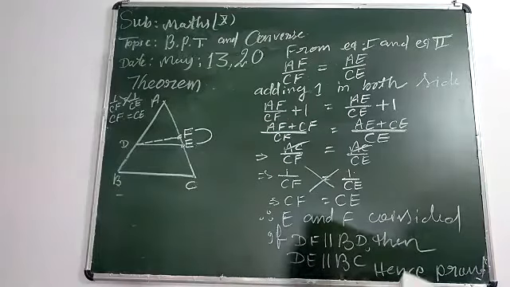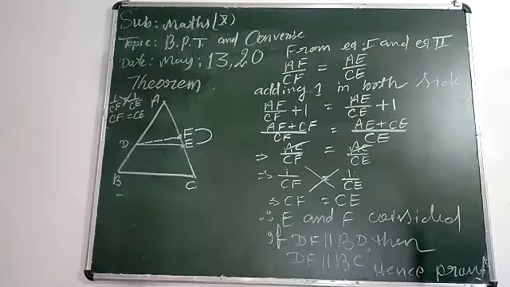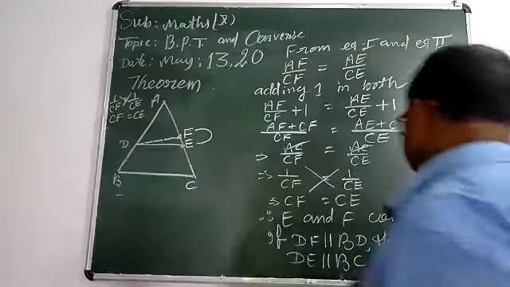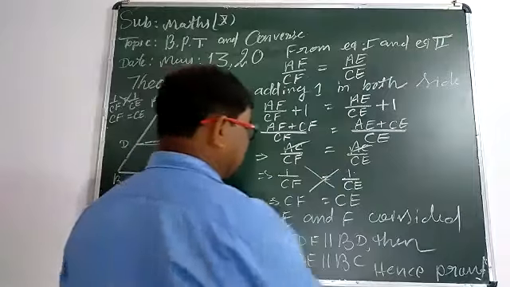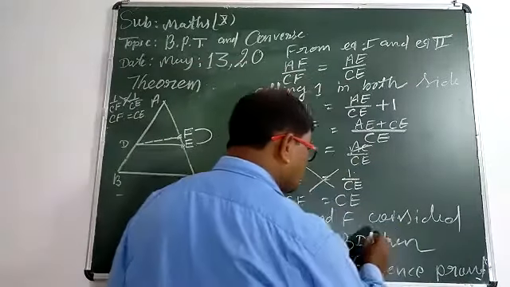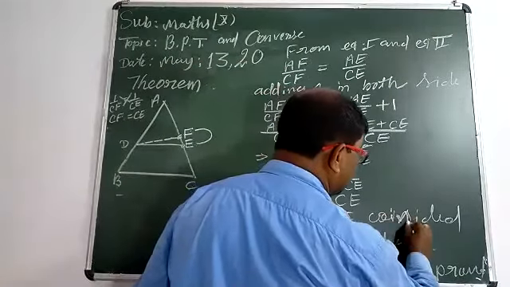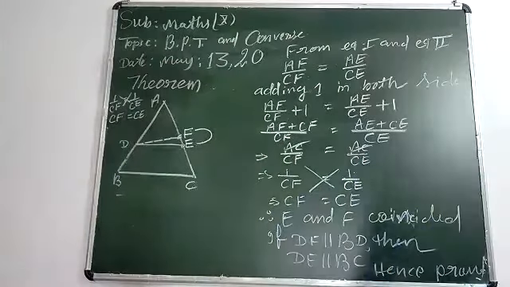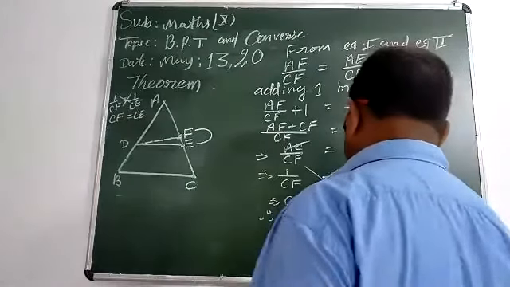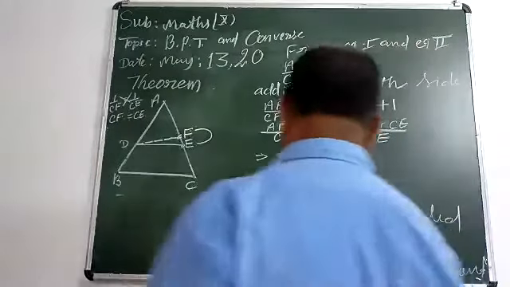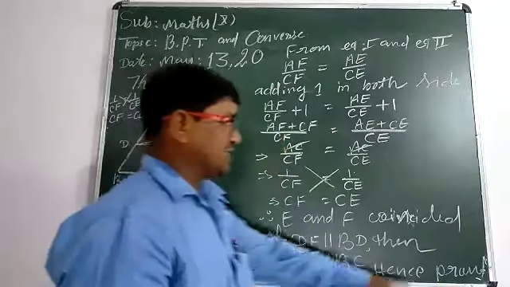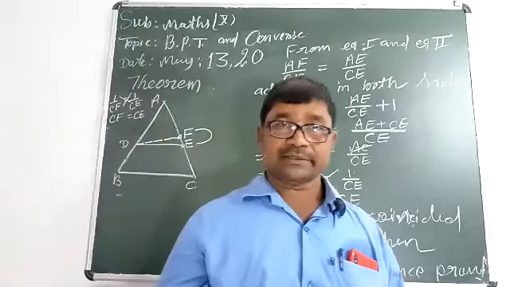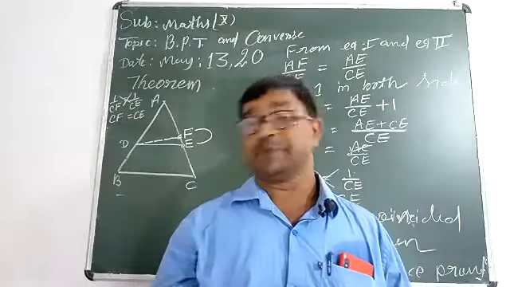Take down everything. Corollary: E and F coincide. If DF is parallel to BC, then DE is parallel to BC. Hence proved. Understood, student? That is the converse of DPT.